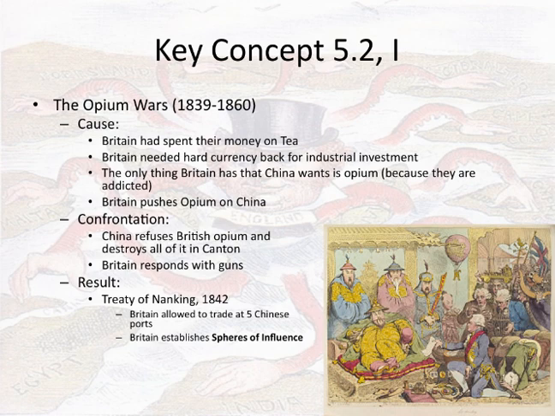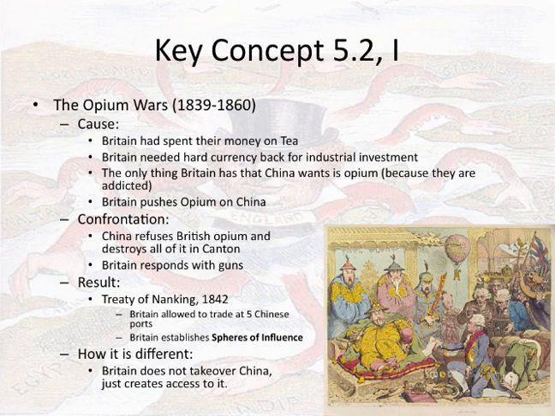Britain wasn't the only one who had a sphere of influence in China. Eventually, other Western powers like the United States, like Germany, like France, like the Dutch, will also have spheres of influence. So how is this different than other types of imperialism? Well, Britain does not take China over. China is much too strong for a European power to take over legitimately. They have way too many people. They just sort of open up access to it.